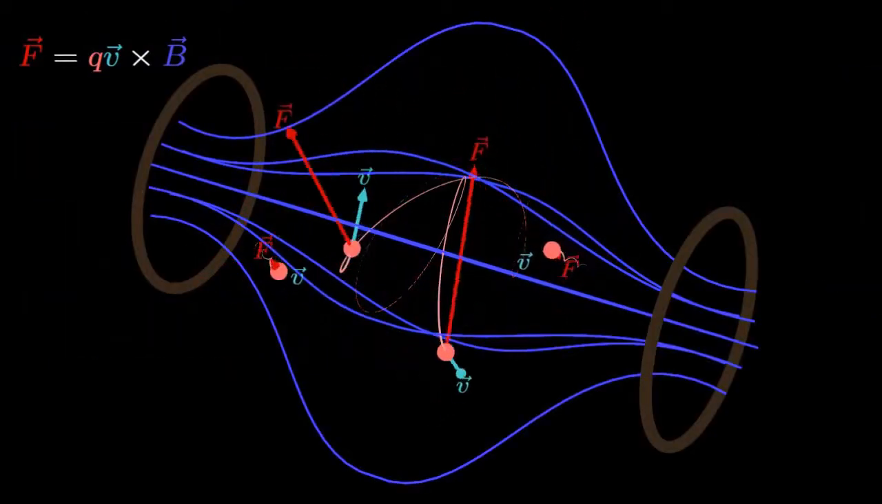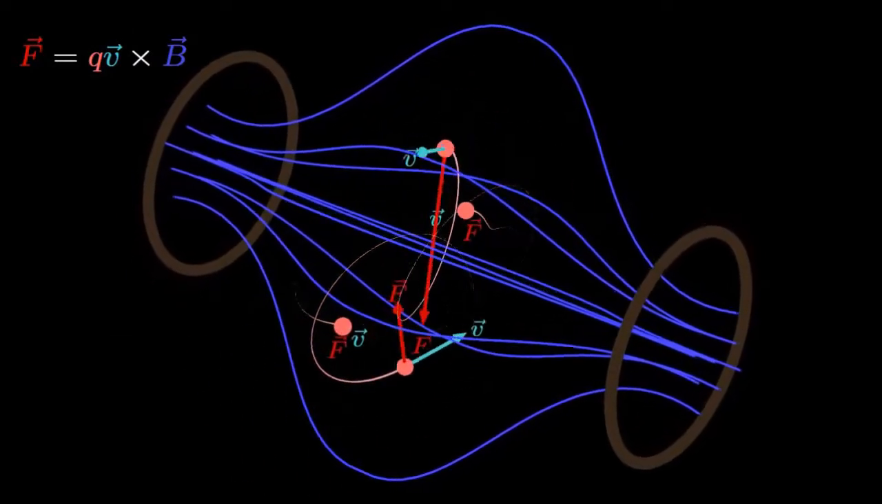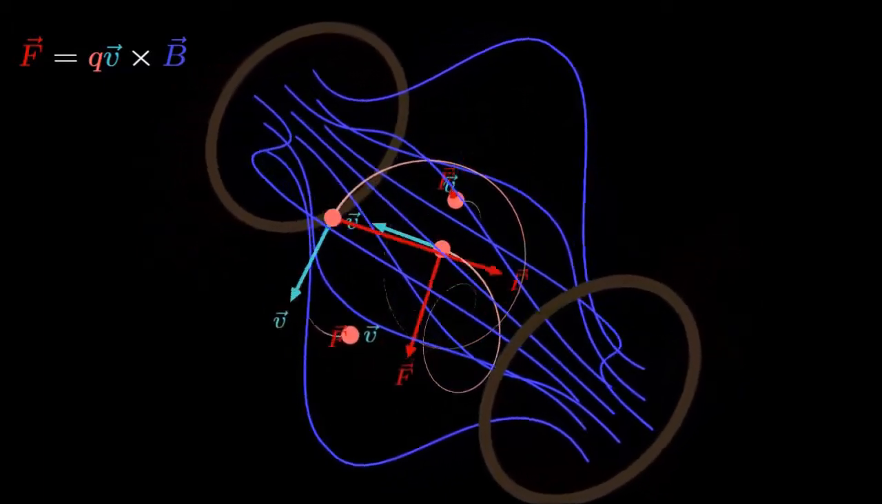A simple magnetic bottle can be produced by two magnetic dipoles, shown here as two coils. The electric charges can be trapped in the region between these two coils.